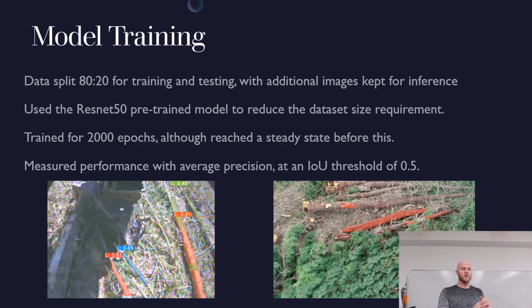I use what's known as transfer learning through the ResNet 50 pre-trained model. This reduces the data requirement for training the model to a good level of accuracy. It just provides some context for the model of what physical objects in the real world are. Trained it for 2,000 epochs, which is just full passes of the data, but it actually reached a sort of steady state of accuracy before this. And measured the performance with average precision and an IOU threshold of 0.5.